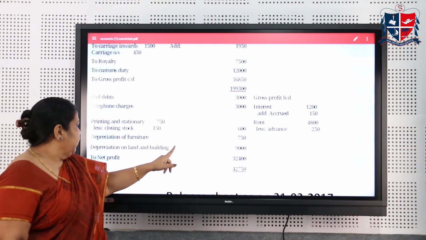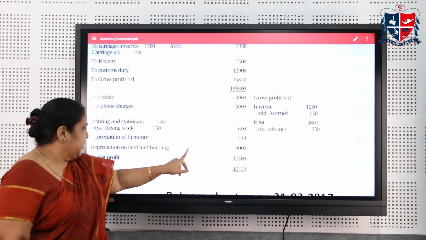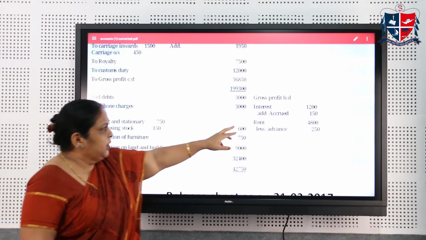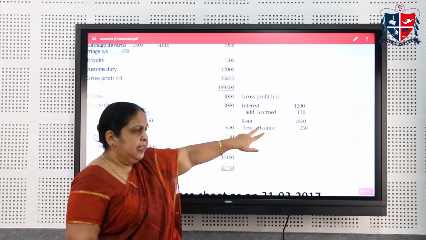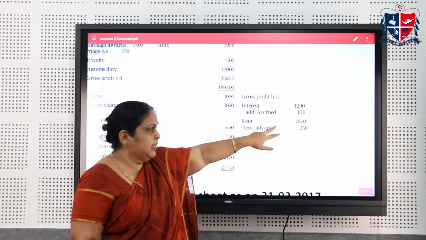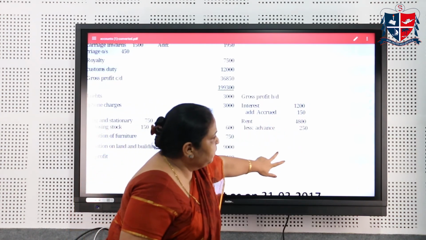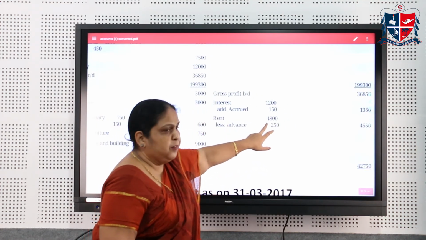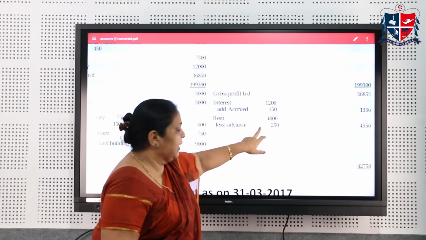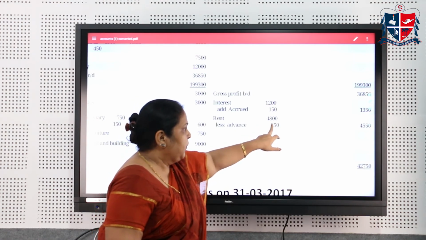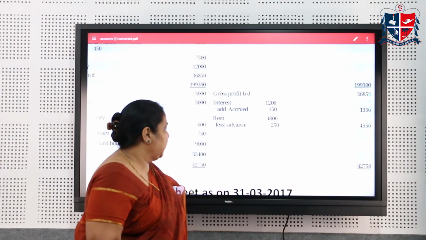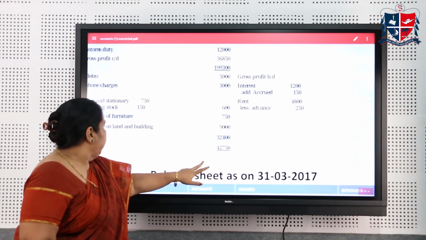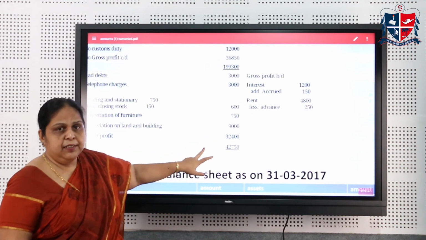Again, depreciation on furniture, depreciation on land and building. And again, on the credit side, you have the interest which you have to get, interest receivable. Add it and put it in the outer column. Again, rent, you have 4,800, and this is which is received in advance. Minus it and put it in the outer column. That way you will be getting your net profit for the year.